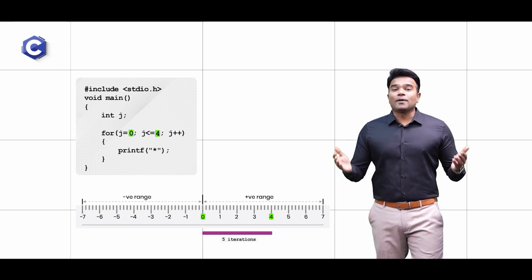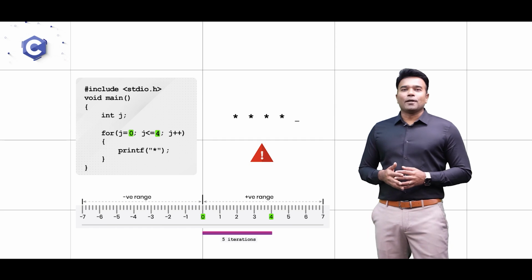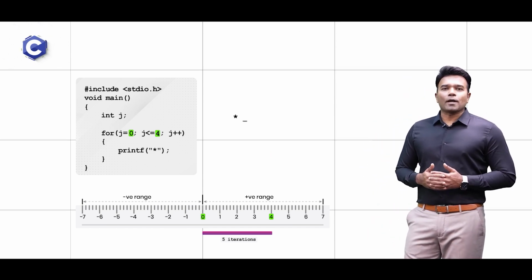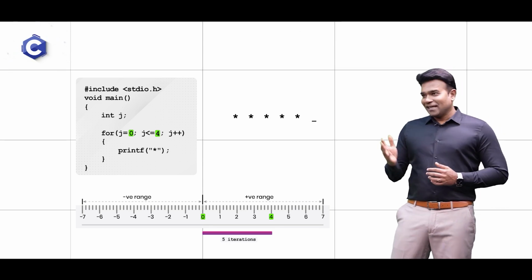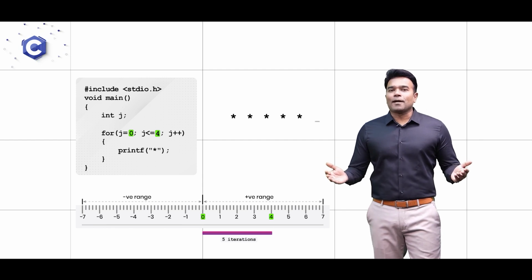Just because the upper limit is 4, you should not be of the opinion that 4 stars shall be getting printed. After all, 0 to 4 is going to be making the loop iterate 5 times, and even in this case, upon execution, what I shall be getting is a horizontal line of 5 stars.